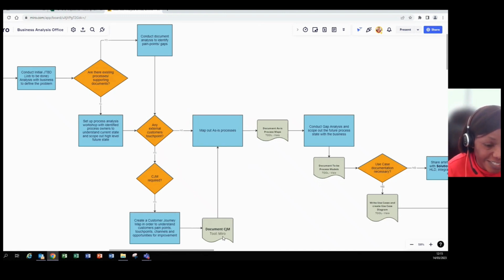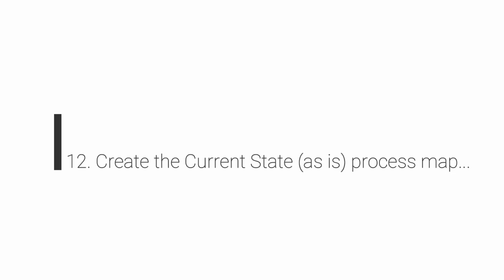Miro is important. It's very useful because within the same board, you can have all your artifacts sitting in the same space so that you won't have to be opening different files here and there to find the artifacts and deliverables you're looking for. So you may want to use Miro for that as well. So if they have a customer touch point and a CJM is required, create a customer journey map and document it using Miro. If there is no customer touch point, of course, go on straight to map out the current state, the as-is process map.